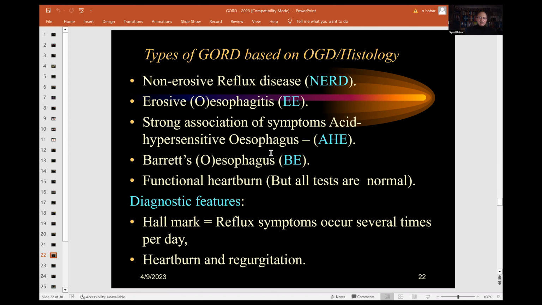But there is a case of diagnosing, even in histological terms, functional heartburn. That means histology doesn't confirm erosion, ulcer, or acute inflammation. Other tests are normal, such as the pH does not suggest excessive acidity post-prandial or on lying down, yet the patient has heartburn. So this category is also included. So remember that the diagnostic features of GORD are that there are reflux symptoms occurring several times a day, and these are characterized by feeling of reflux, which is regurgitation and heartburn.